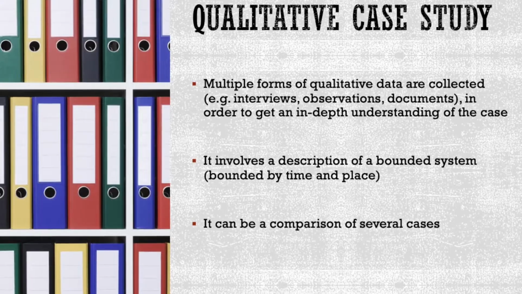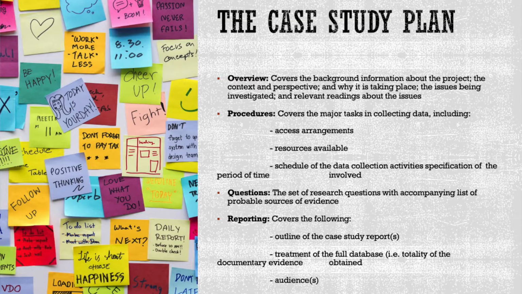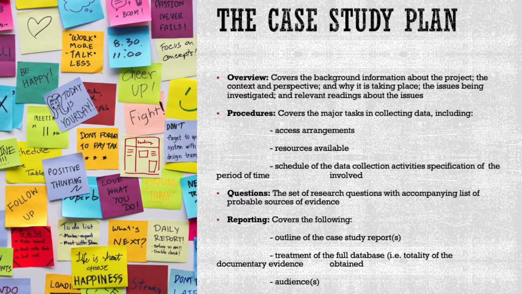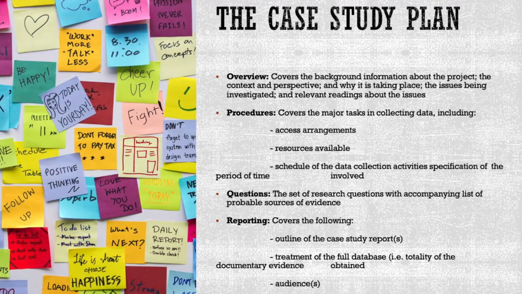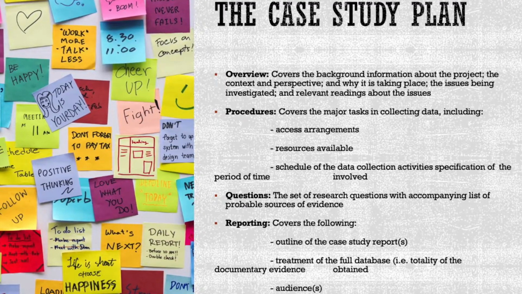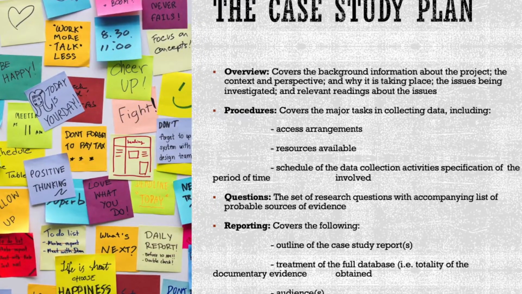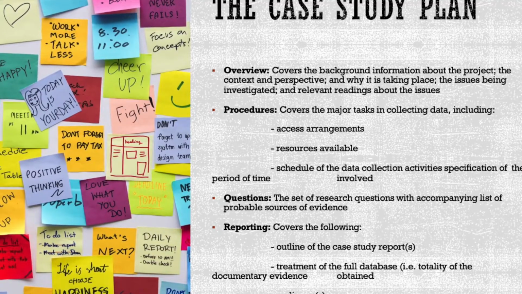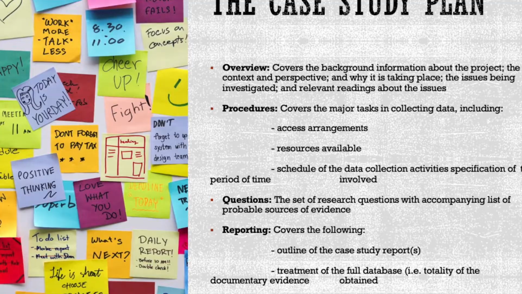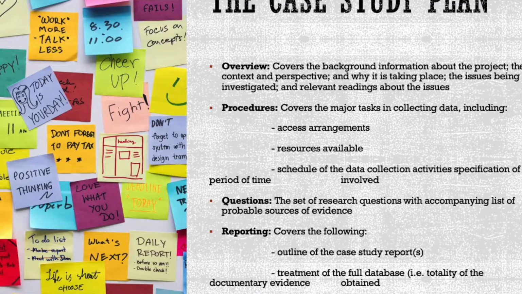And you might want to have more than one case in your project so you can do some kind of comparison. Lots of people will choose to have a kind of case study plan. So they'll look at the background information about the project, the context and perspective, why it's taking place, the issues investigated, relevant readings, etc. They'll then look at how can we access it, what resources do we need, what kind of schedule for data collection do we need. They'll think about the questions and the research questions, aims and objectives, and then how they will report it.